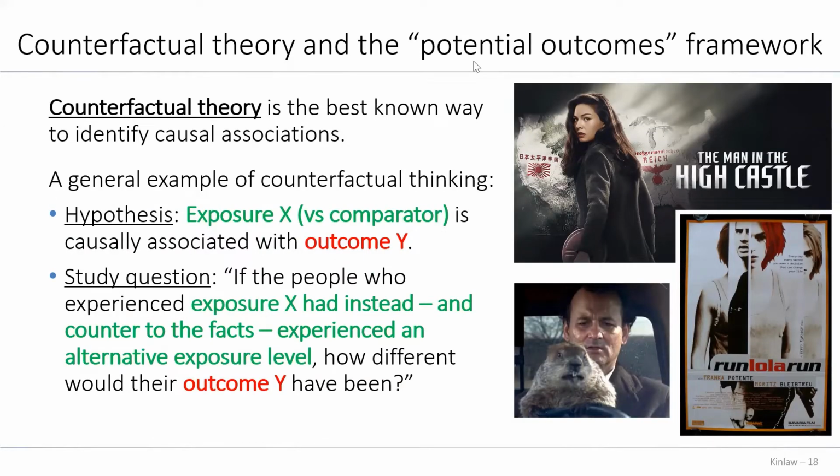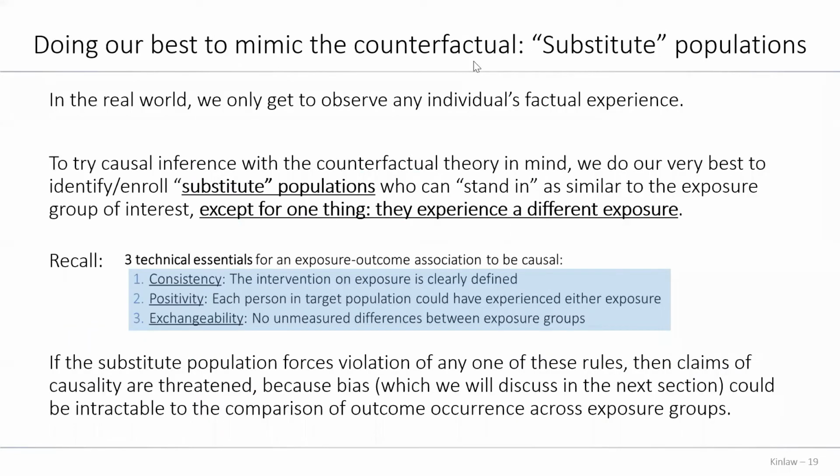You might be thinking, this is crazy. You can't go back in time and toggle people to a different exposure. And you're exactly right. You can only do that in the movies. But to apply counterfactual theory, if circumstances are right, we can find substitute populations who can stand in as equivalent counterparts in a competing exposure group.